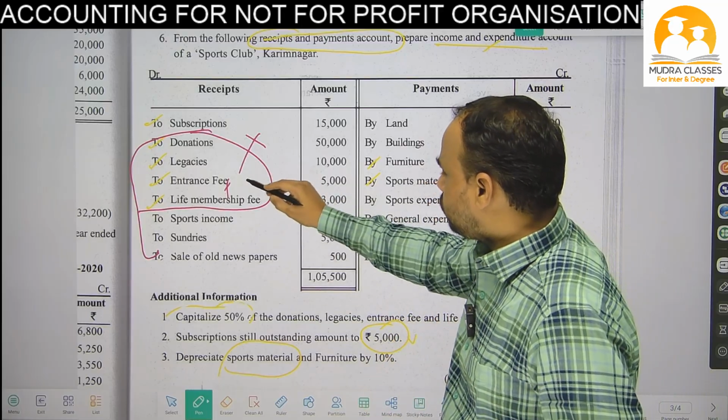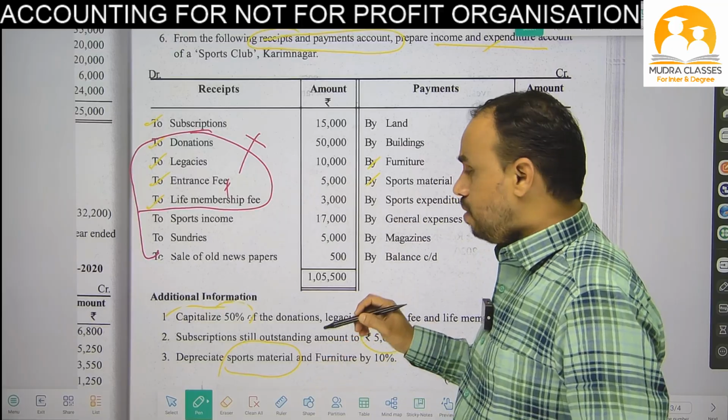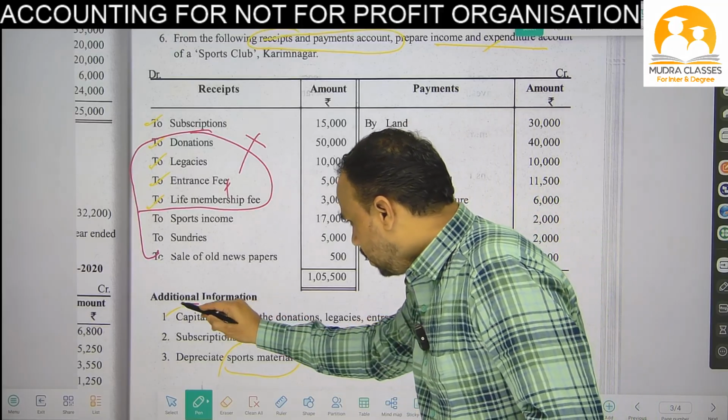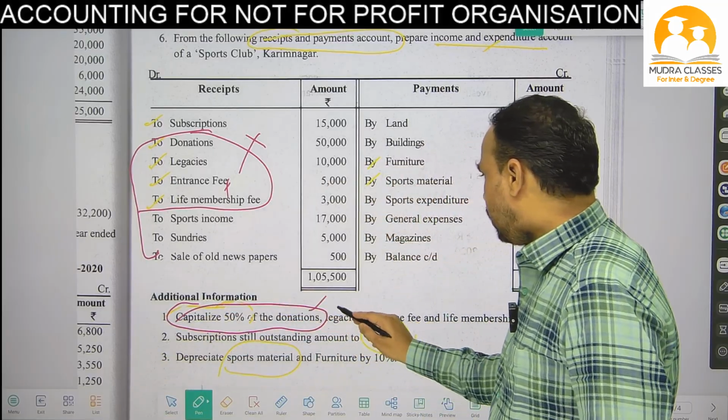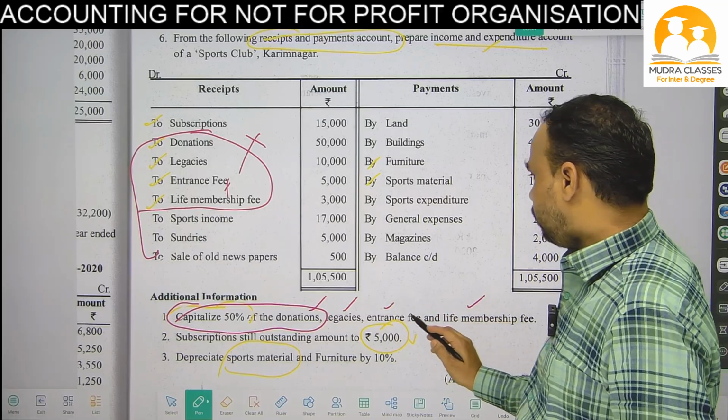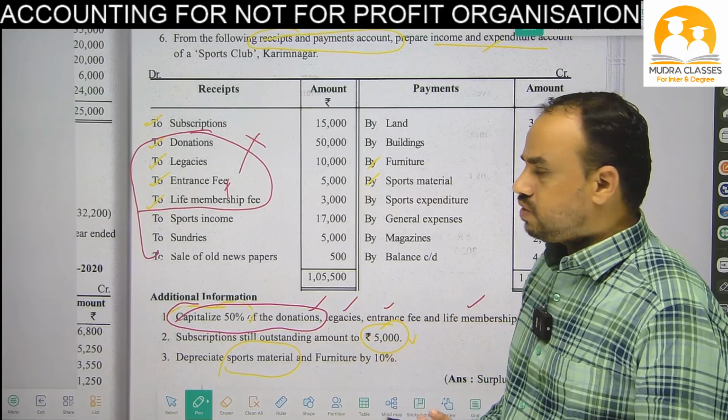Actually we will not write these 4 items in the income and expenditure account, but why did we write them in the answer? Because here what is given is to capitalize 50% of the donation, legacies, entrance fee and life membership fee, that's why we wrote them, otherwise we will not write.